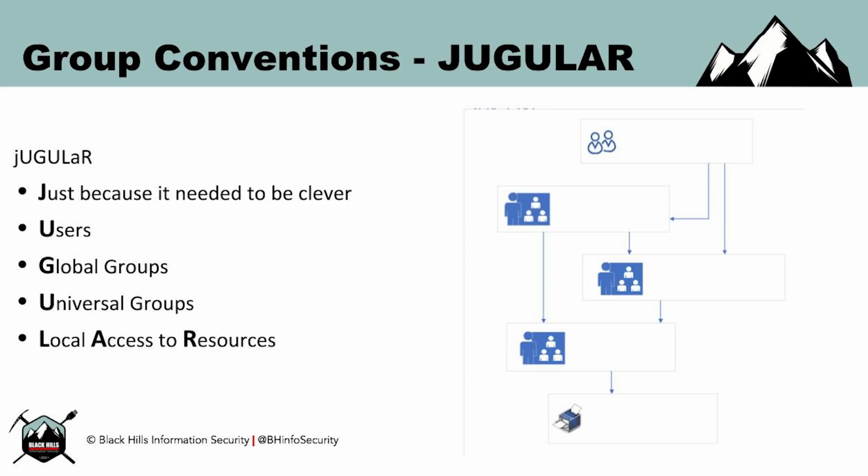Yes, so I think what we need to point out here is I did not create this. This was a very low-key idea that I learned in school from my instructor, and I can't remember who, when, where, or what. So props to him for creating it. The idea is if you look at your group replication strategy and your group nesting strategy in the form of JUGULAR, the J is just to remember it. So that's all it is.